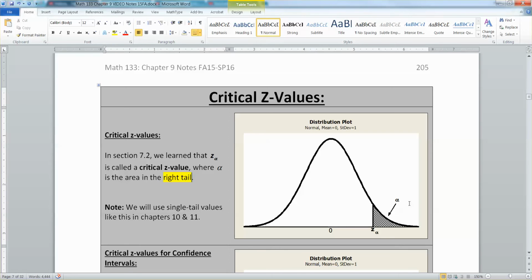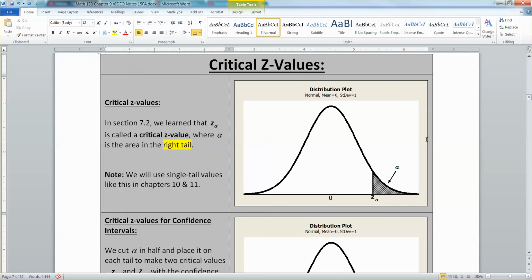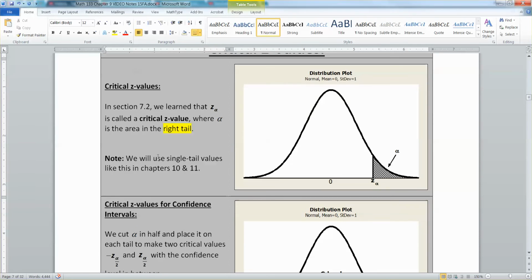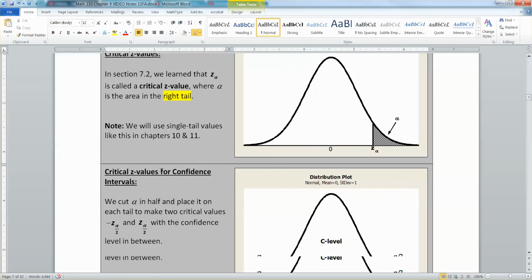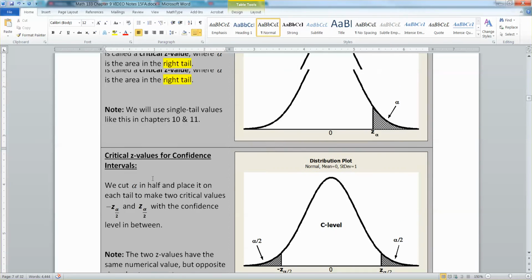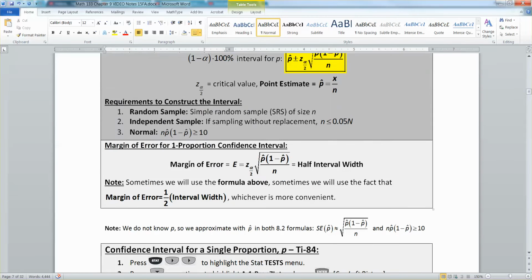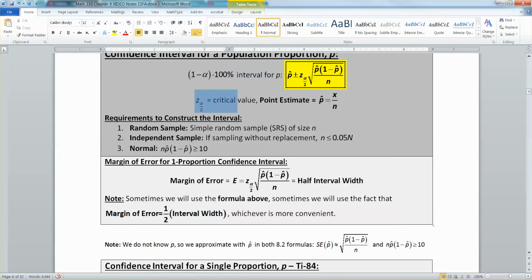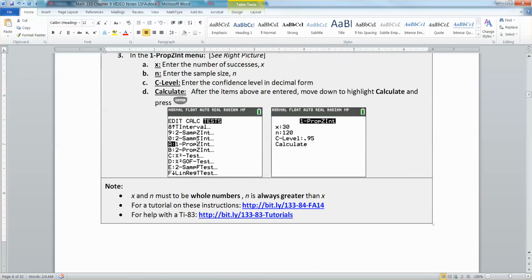And we're going to use single tail values like this in chapters 10 and 11, where you have one tail and the area is the whole thing in that tail. The ones we're going to need for chapter 9, however, are going to be a little bit different because I don't know if you noticed, but there was this alpha over 2 business. Here, if I go back to the formula, see this? See the alpha over 2? So what does that mean?